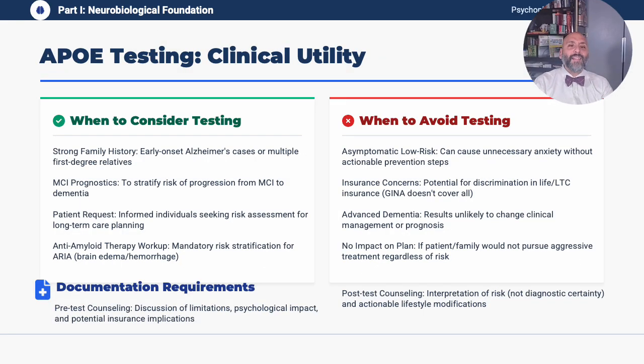So this slide answers a very practical question. Just because we can test, should we? Now, genetic testing is only useful if it's going to change what you're going to do clinically. So when should you consider testing?